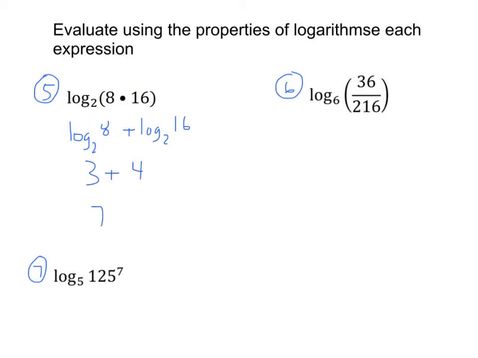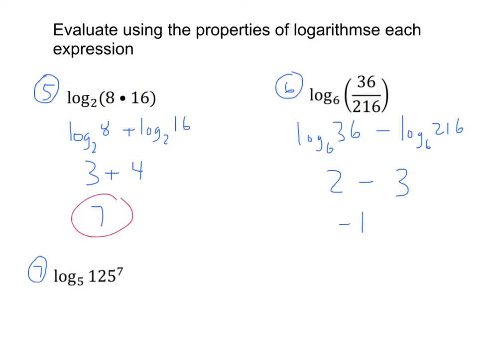Let's try another one. I have log base 6 of this thing, 36 over 216. And I don't really want to reduce this fraction. I don't want to divide this. So let's use our properties. What do we know about the logarithm of a division? Well, that would be the same thing as log base 6 of 36 minus log base 6 of 216. And again, I know these logarithms. Log base 6 of 36, that's 2. Minus log base 6 of 216, that's 3. So 2 minus 3 is -1. So these are my answers.